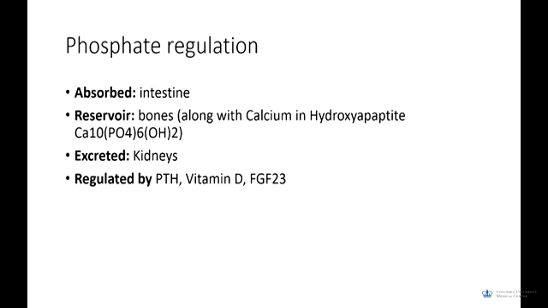Moving on to phosphate, it's again absorbed in the intestine. The reservoir is in bones as well. Its reservoir is in hydroxyapatite, which, as you can see, contains both calcium and phosphate. So when you break down hydroxyapatite, you would release both calcium and phosphate into the blood, and it's excreted by the kidneys. And we're going to talk about pretty much the same couple of hormones, PTH, vitamin D, and FGF23, that have an effect on phosphate.